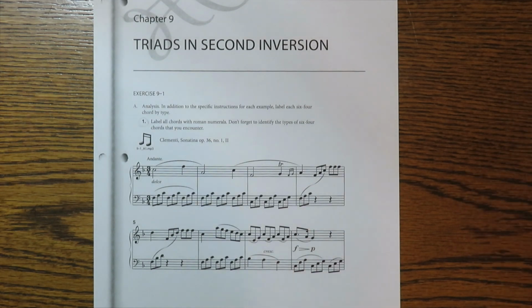Greetings and welcome to Chapter 9, and we're going to be covering triads in second inversion. So those are 6/4 triads, triads that have the fifth of the chord in the bass. That creates a fourth between two of the voices, and that's considered unstable, so composers use 6/4 triads in only certain places. So why don't we look at that really quick before we get started.